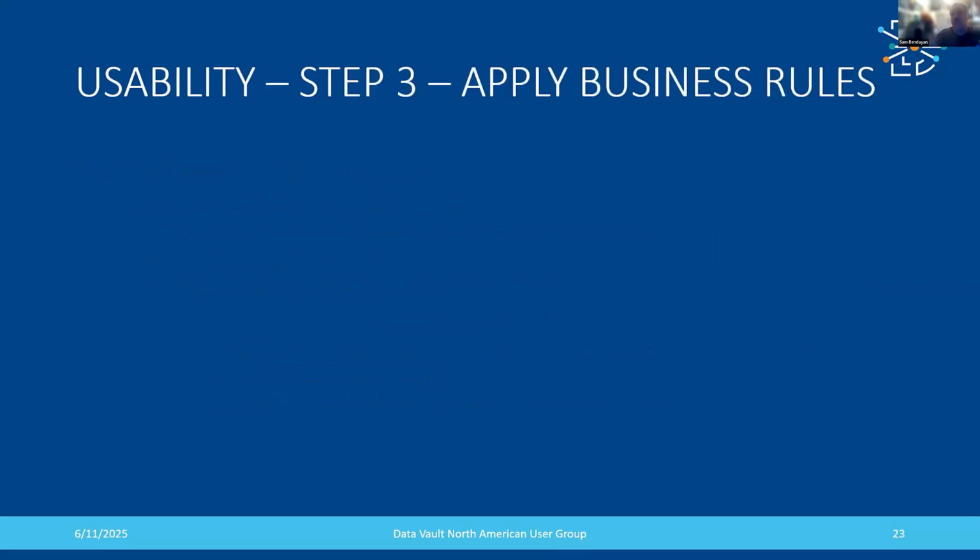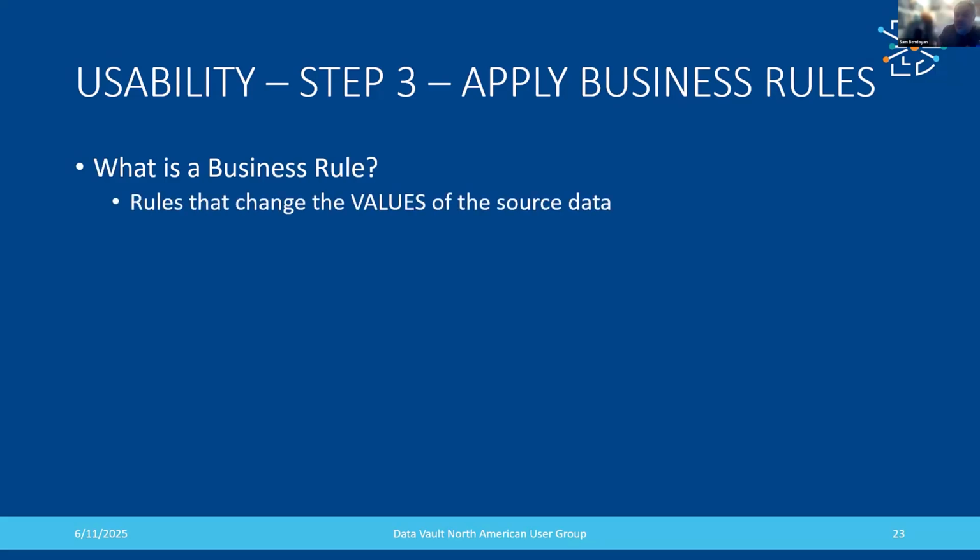Step 3 then, we've talked about business keys, we've talked about integration, and now step 3 in the usability equation is applying business rules. So first of all, what is a business rule? And again, this is another big area of misconception. A lot of people think that any rule is a business rule, right? Which is not the case.